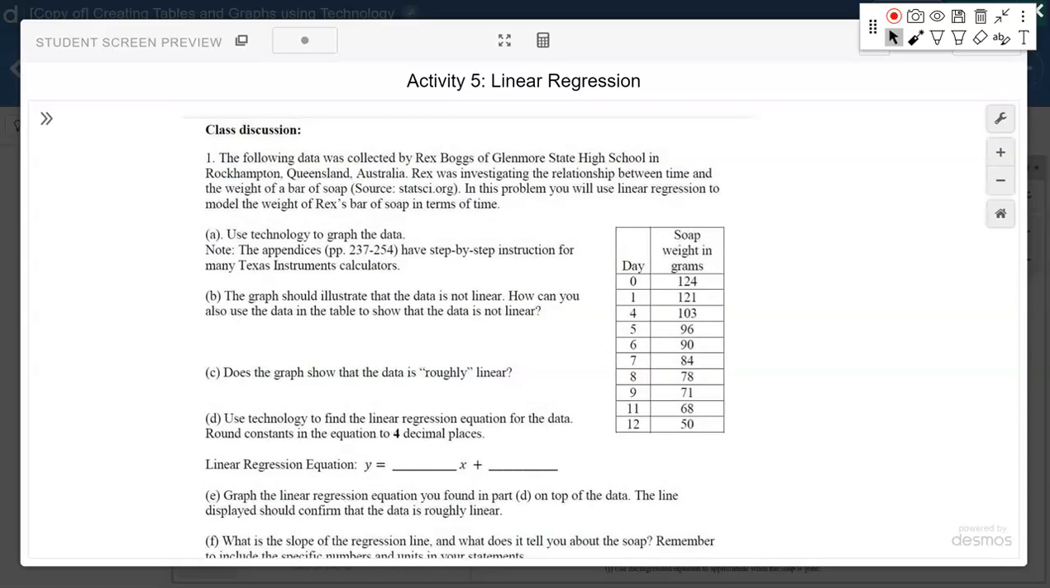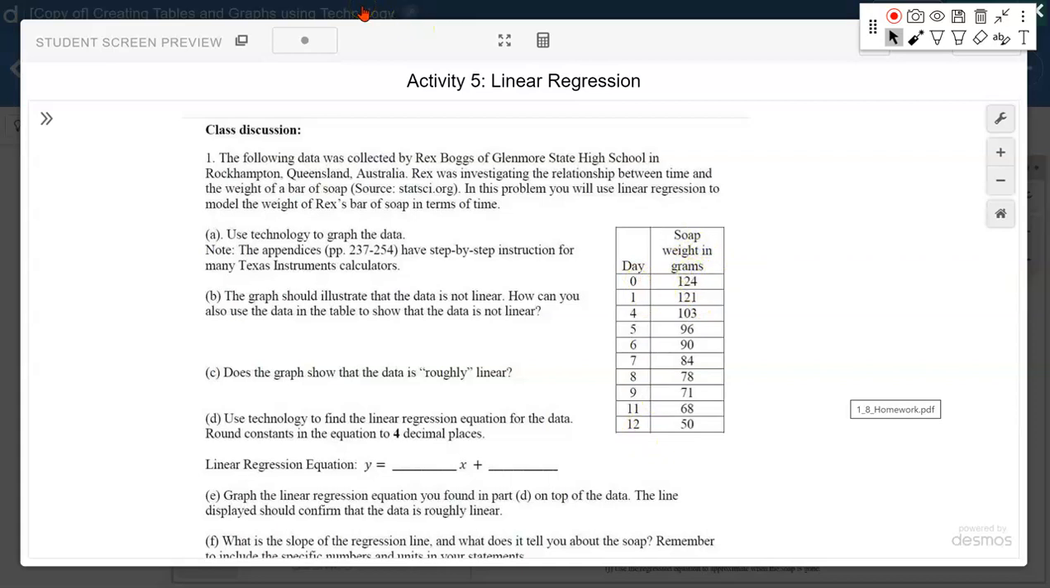Number 1. The following data was collected by Rex Boggs of Glenmore State High School in Rockhampton, Queensland, Australia. Rex was investigating the relationship between time and the weight of a bar of soap. In this problem, you will use linear regression to model the weight of Rex's bar of soap in terms of time. We're going to use technology to graph the data. And here's the data from day 0 up to day 12 and the soap weight in grams.